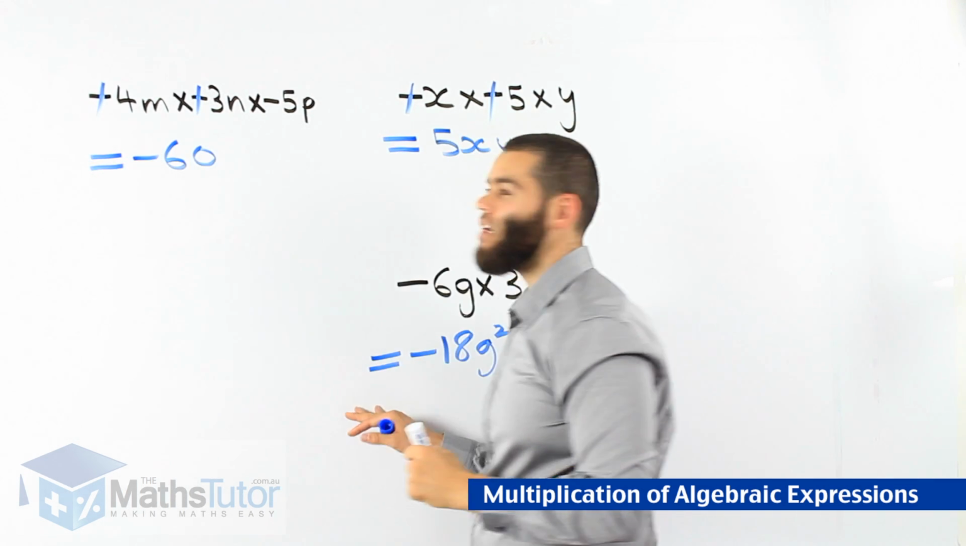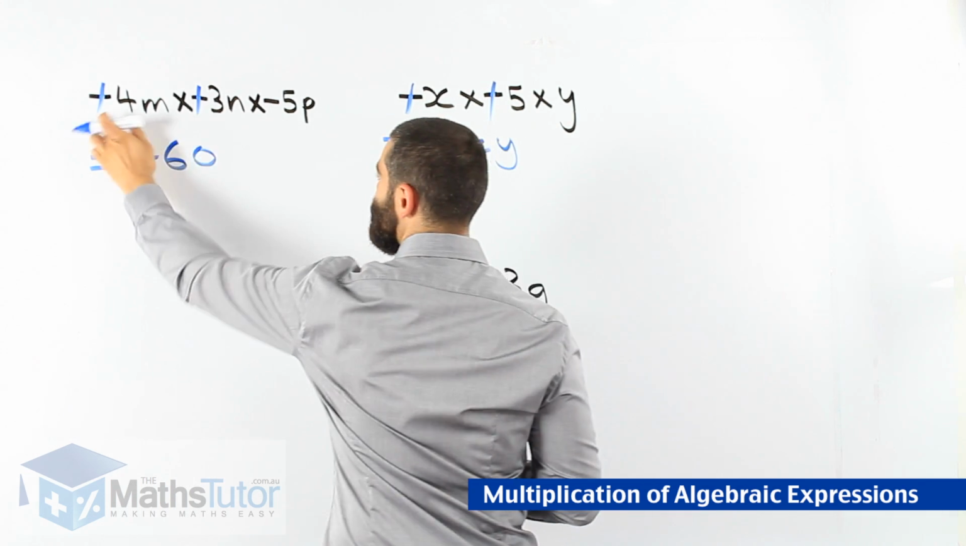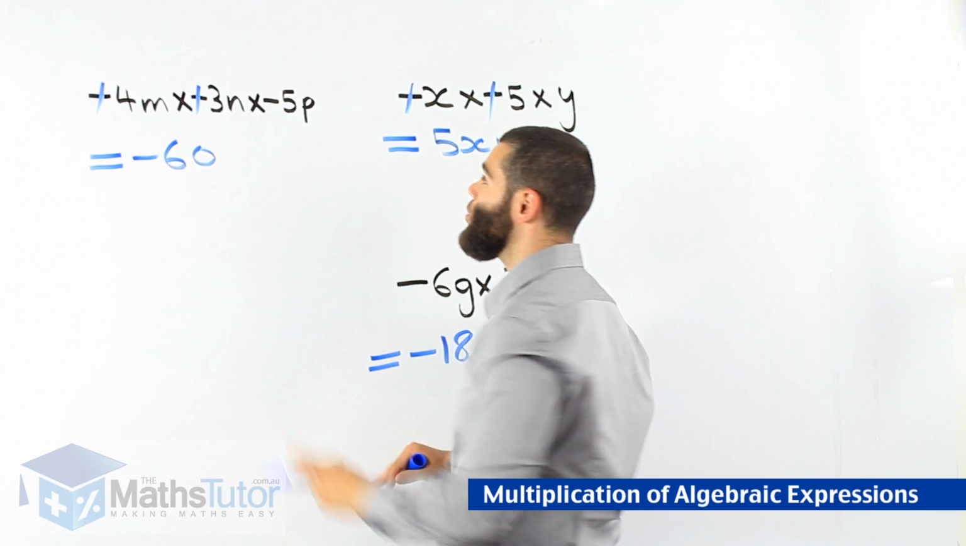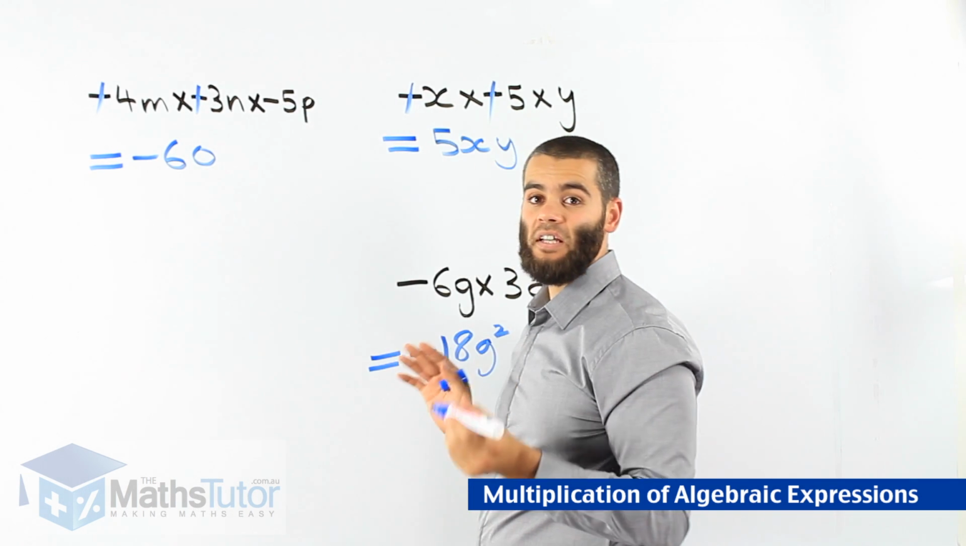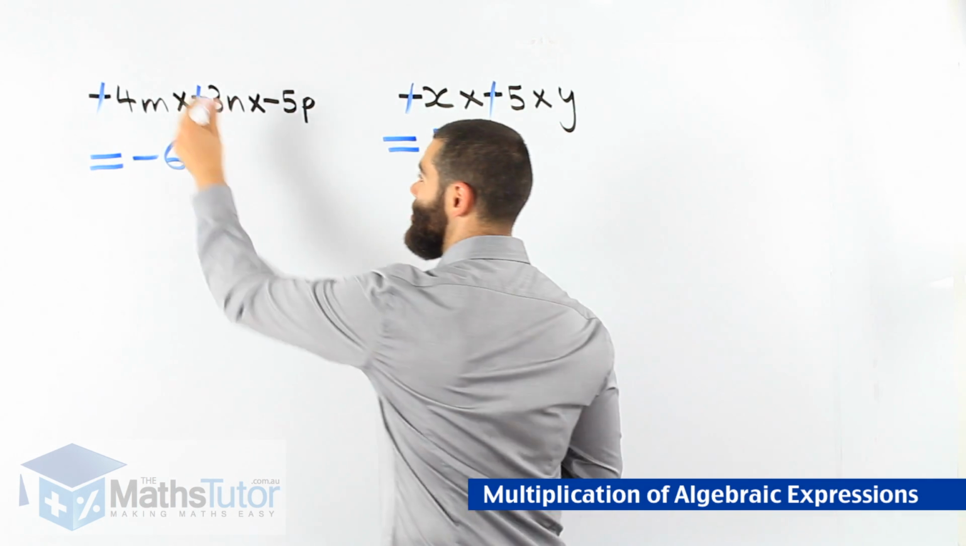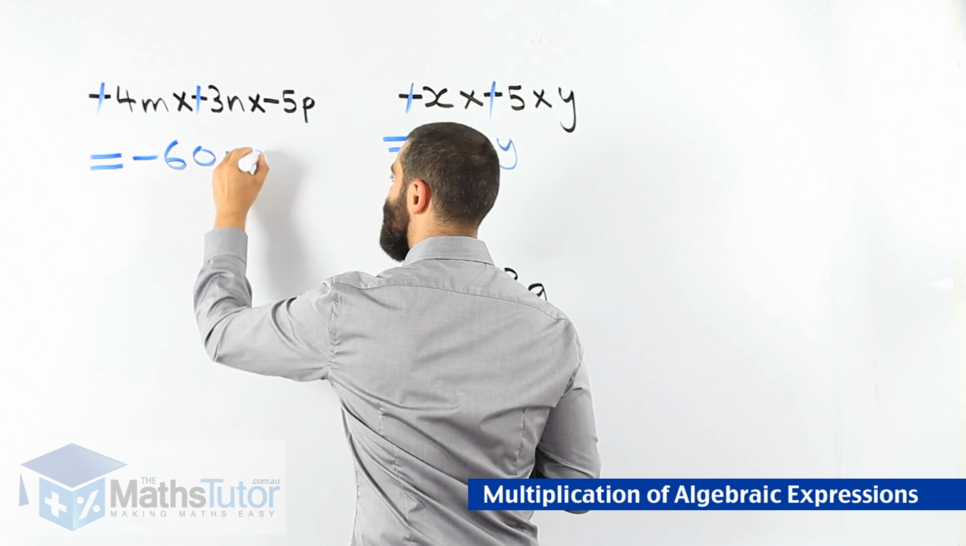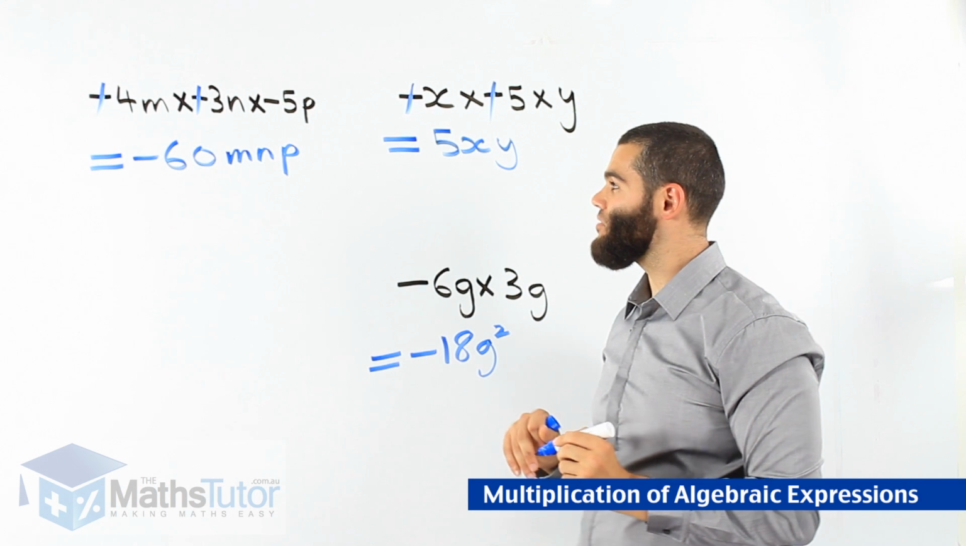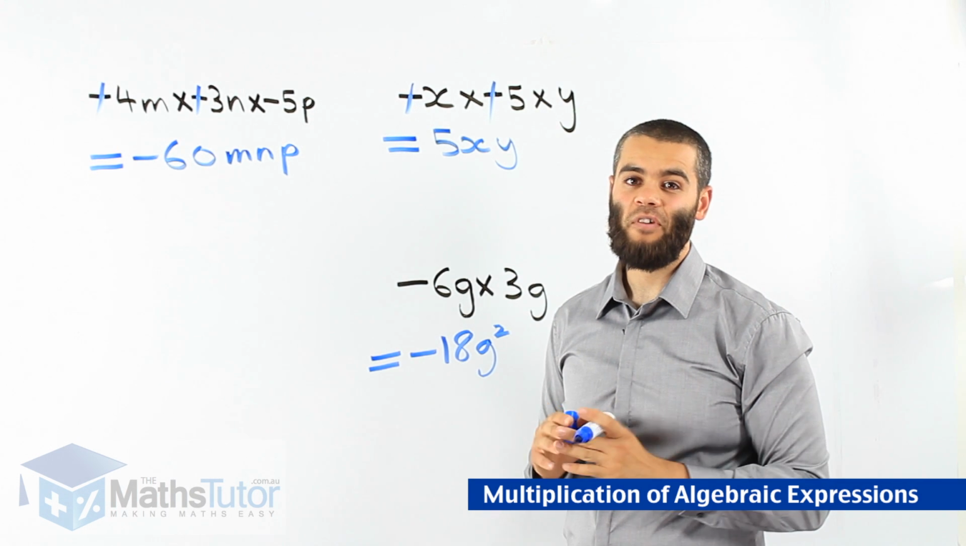So negative 4 times negative 3, the two negatives cancel. 4 times 3 is 12. 12 times negative 5 is negative 60. Now, m, n, p. We put our pronumerals. Negative 60mnp is our final answer.